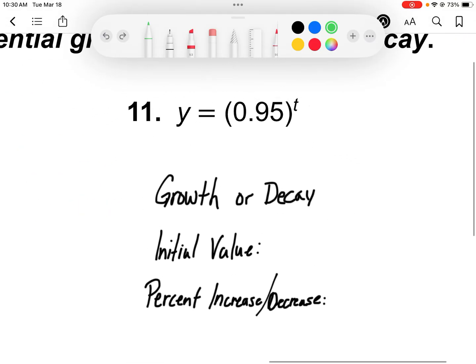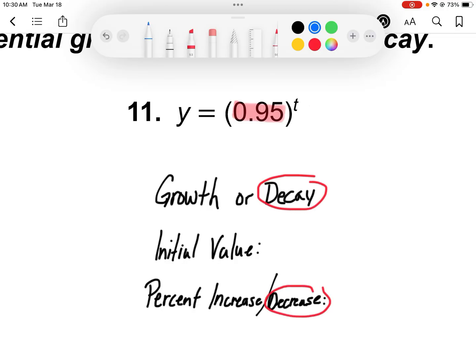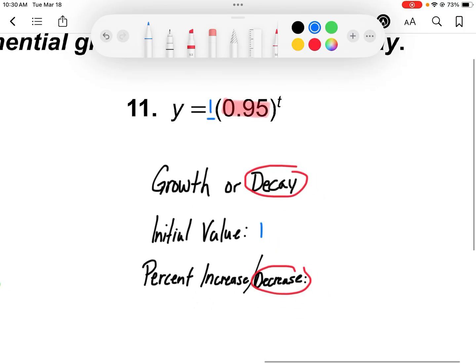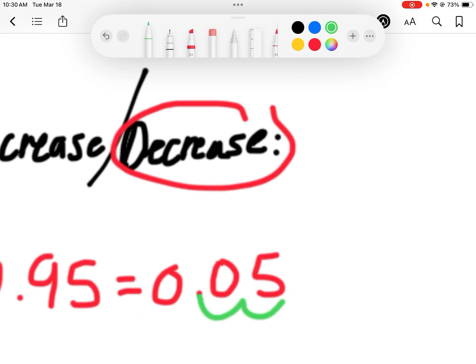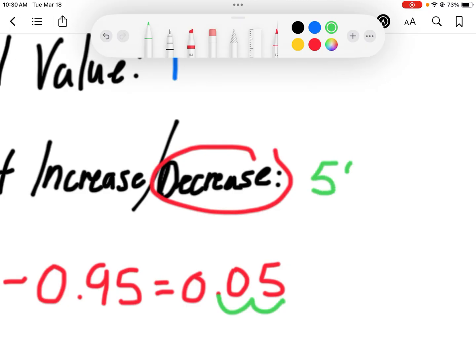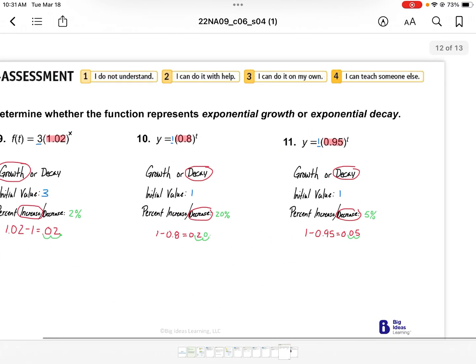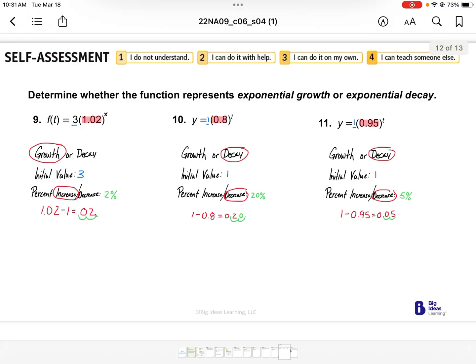And the last one here. Look here. Smaller than 1, that's decay. Initial value, nothing there. Be 1. How far away from 1 is this? 0.05. Make this decimal into a percent for 5% decrease. Okay, great questions. That's what you'll be looking at tomorrow in your assignment on Thursday, is identifying just growth or decay, what's my initial value, and what is my percent increase or decrease.